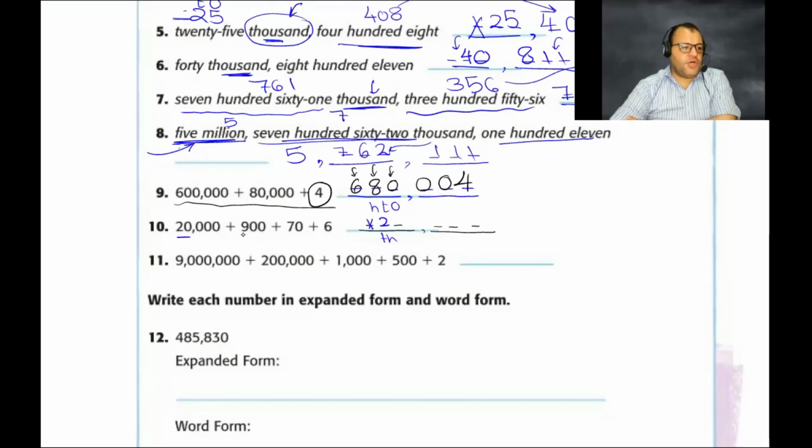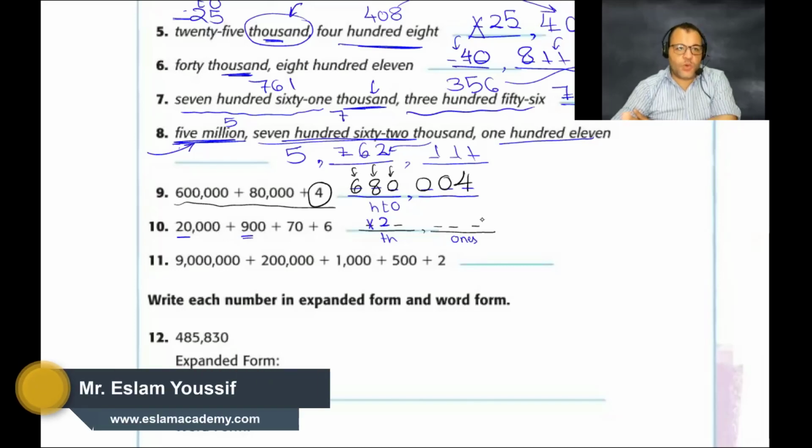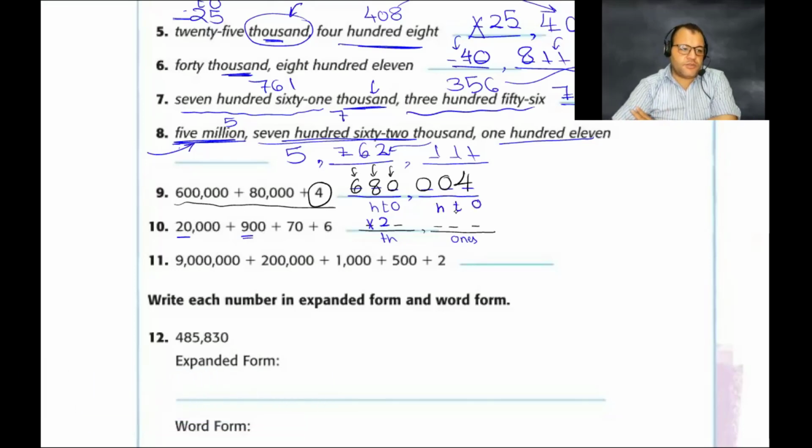Then 9 will be written in which period? We have 2 periods, the 1,000 period and the ones period. For each period there is ones, tens, and hundreds. So where will I write the 9? In the hundreds. Then 7, 70, where will I write the 7? In the tens. And 6? In the ones. There is 1 digit missing, which is 1,000. We'll replace the missing digit with 0. You got the idea for this one?